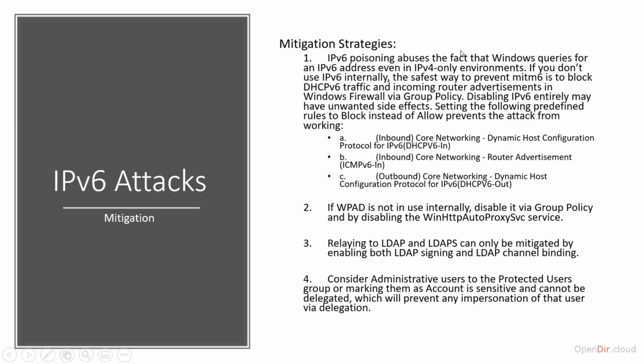And so to fully disable this, there's a few different things that we have to do. We can cut the head off by disabling IPv6, but best practice says, hey, we should actually just do some block rules in the firewall. We should disable WPAD. We should enable LDAP signing and channel binding. And we should consider moving our admin users to the protected users group.